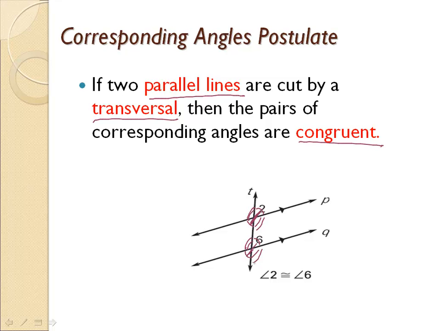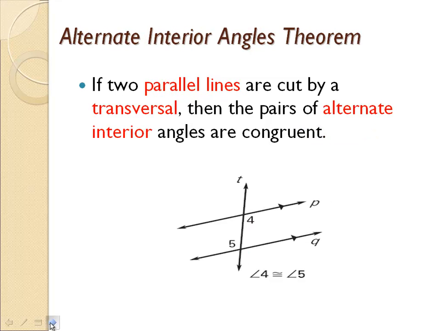The key thing, though, is they're parallel lines. That's when we know this is true. Alternate interior angles theorem. If two parallel lines are cut by a transversal, again, we got parallel lines here, cut by a transversal, then pairs of alternate interior angles are congruent. So these two would be alternate interior angles. They are congruent. These two would also be alternate interior angles, and they are congruent.